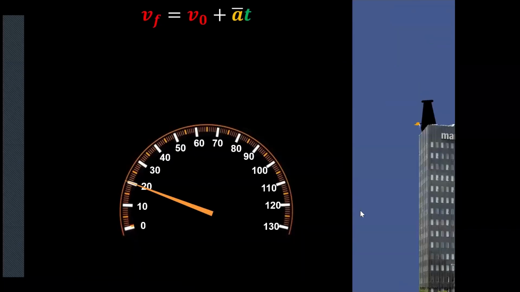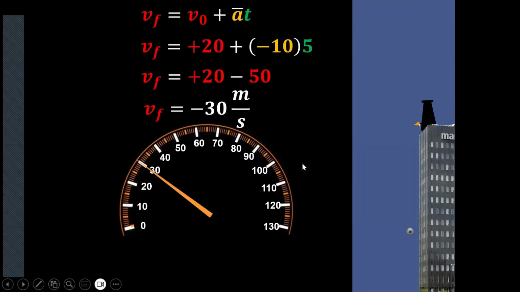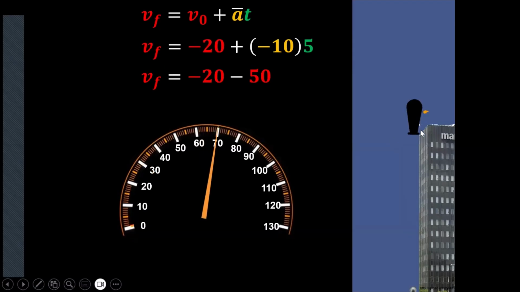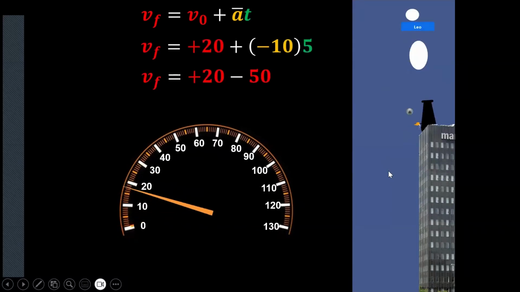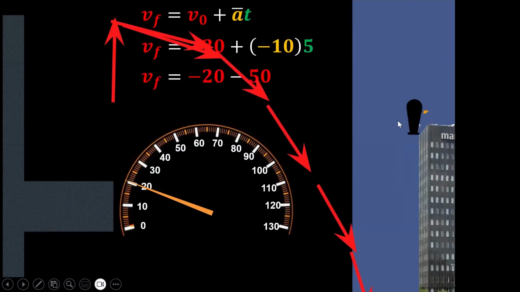Now, how about this one? How do you draw this graph? You go up first and then come down. So what's the difference? In the first situation, you go up first and then come down. This is still going down. Then in the second situation, you go down.